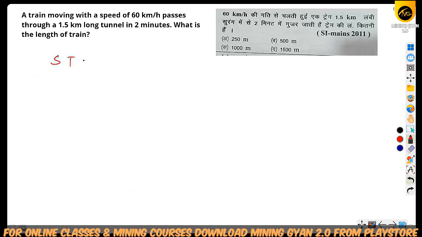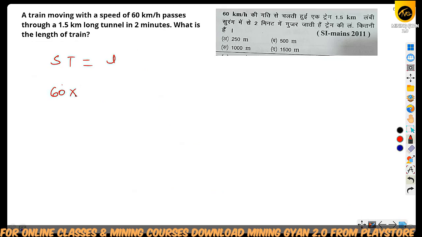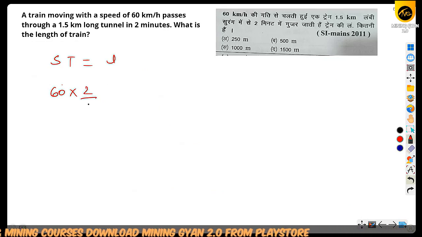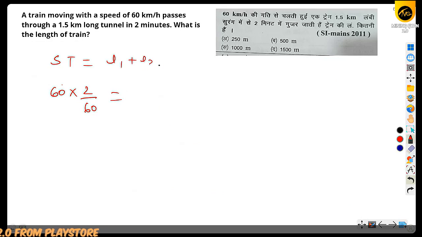Now S times T is equal to L. So basically L is the total length. In this case, the length of tunnel and length of train will be added. So S is 60 kilometer per hour, and time duration is 2 minutes. So we have to convert into hours. So 2 minutes is 2 divided by 60 in hour form. Now L is the total length, so it will be L1 plus L2.